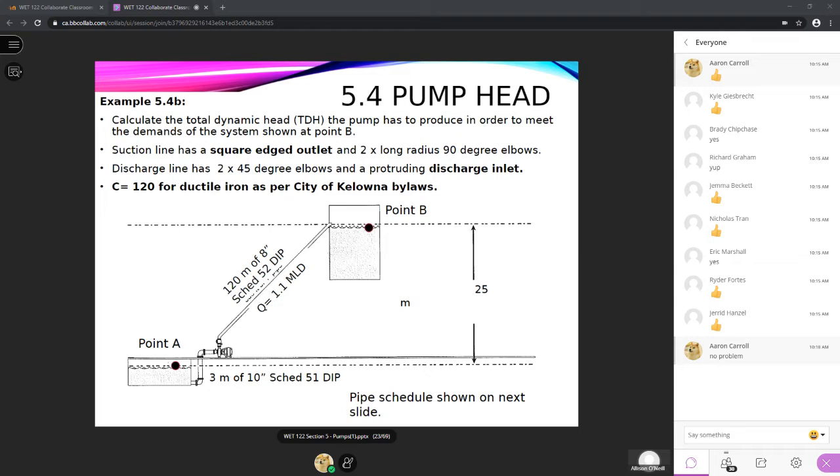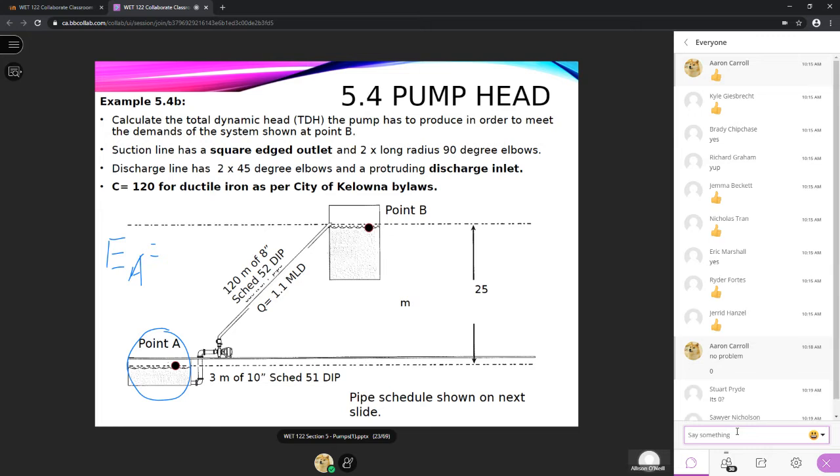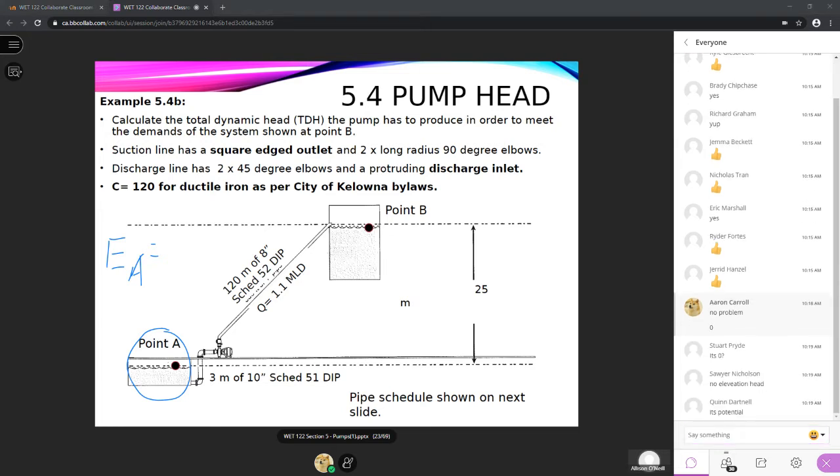So if we go back to look here, the energy at point 1, I guess I should have defined this as energy at A and energy at B. What can everybody tell me about the energy at point A in our system?